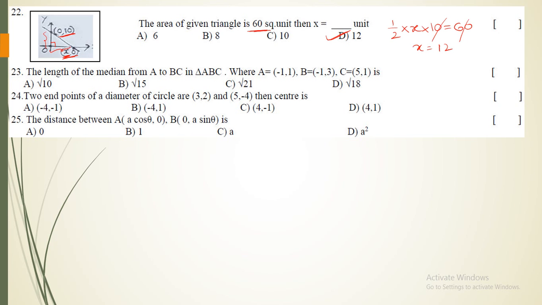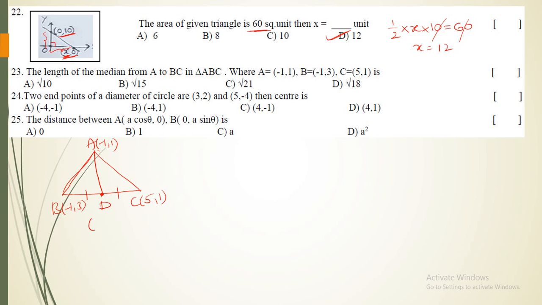Next, the length of the median from A to BC in triangle ABC. To find this, what we need to do? We need to draw the figure. So A is minus 1 comma 1, B is minus 1 comma 3, C is 5 comma 1. Now what is being asked? Length of median from A to BC. If for suppose this point is D, then median means what? It divides the opposite side into two equal parts.